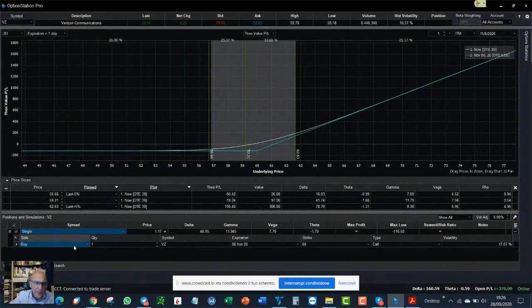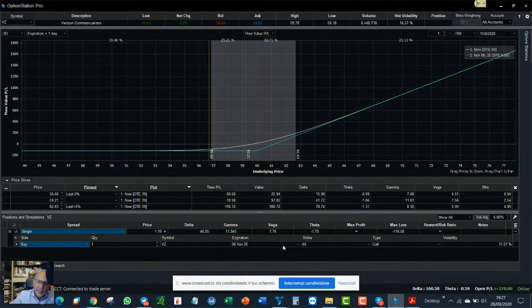option. So this is one contract of the November 6 expiration strike 60 call. Okay, so this is my instrument, the instrument that I use to trade, let's say, the bullish trend of Verizon. How much is it gonna cost me? How much am I gonna risk on this? Because this is the other thing that is important.